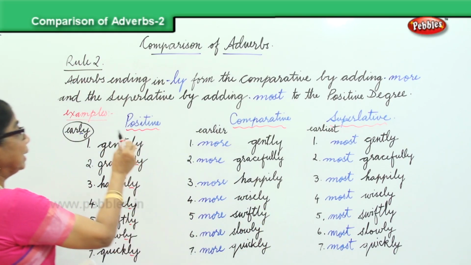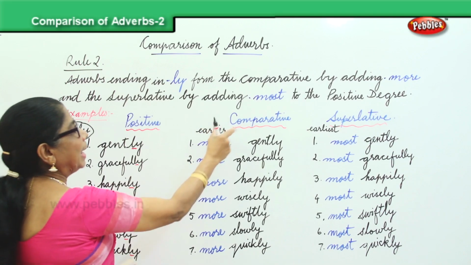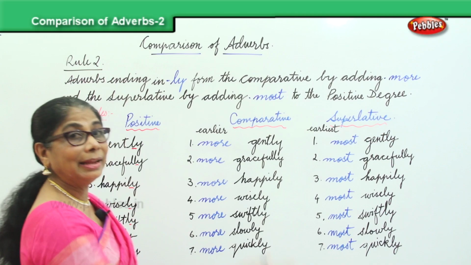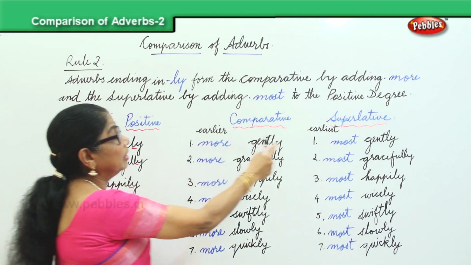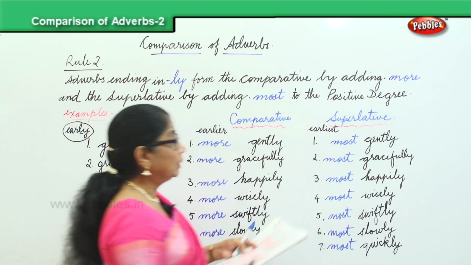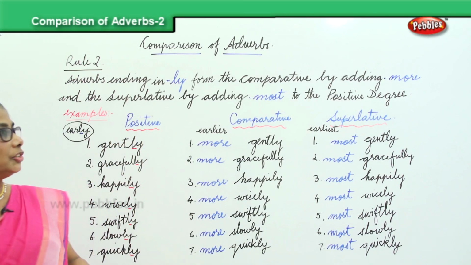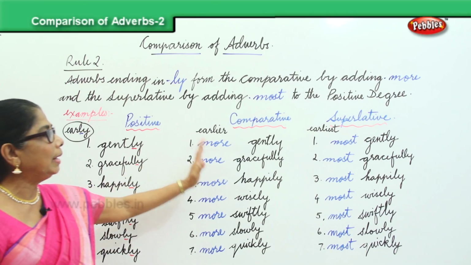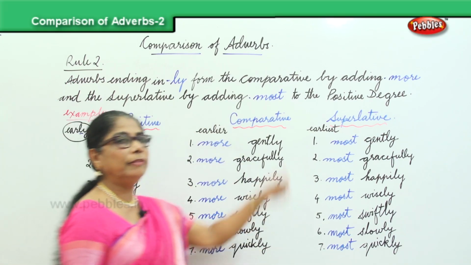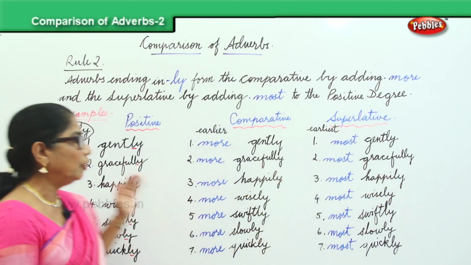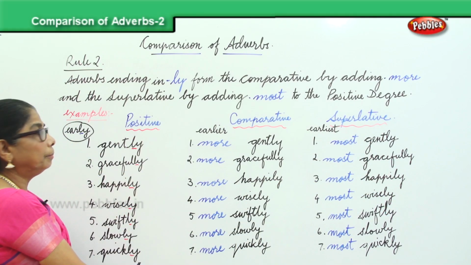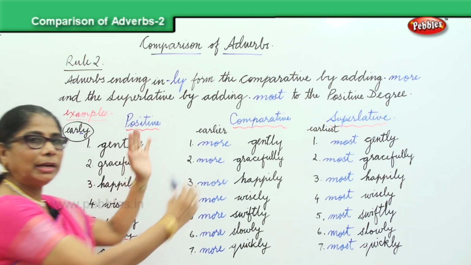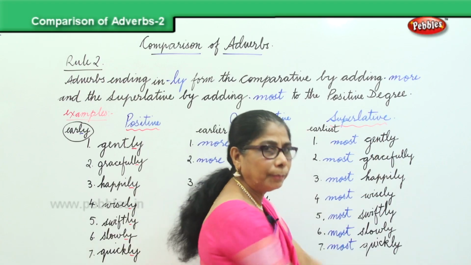Though it ends in ly, the comparative is formed differently and the superlative is formed differently. Early, earlier, earliest. Okay? So only that one small change. Otherwise, for adverbs ending in ly, you simply add more for the comparative and most for the superlative. So you write more and then the positive, most and then the positive degree.